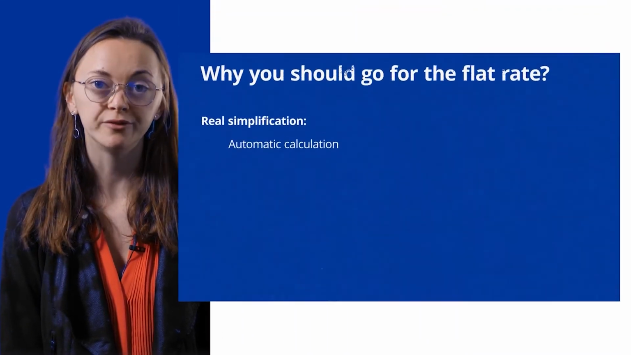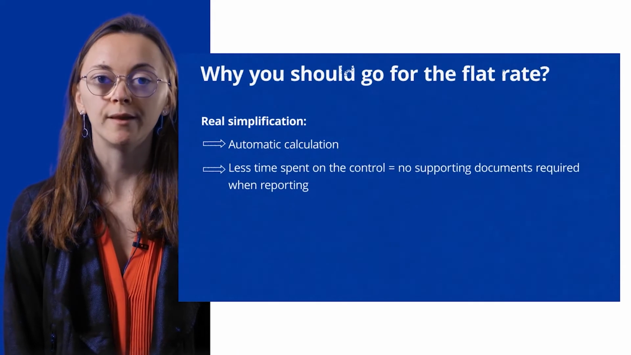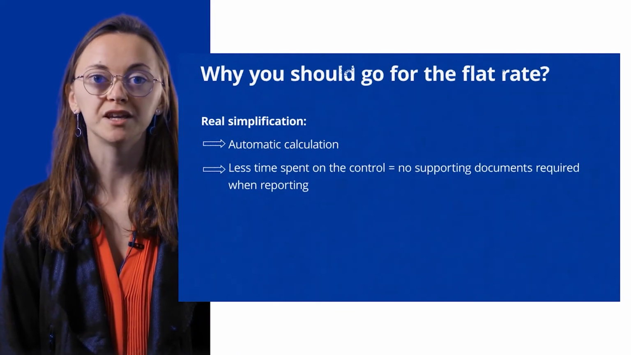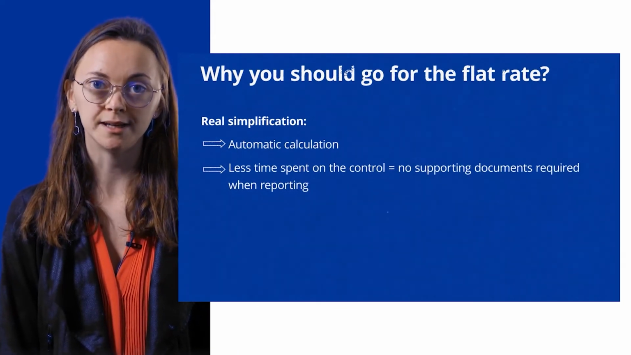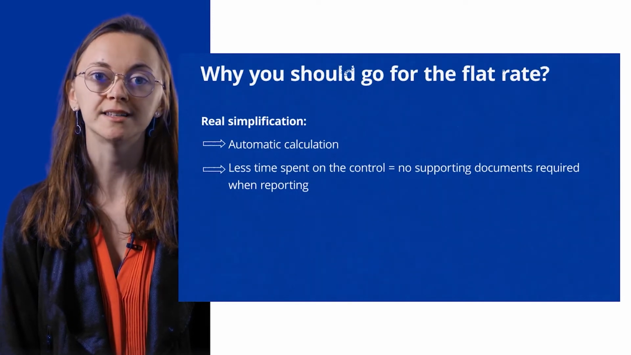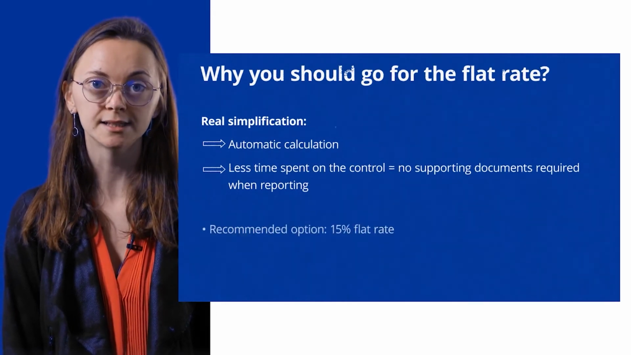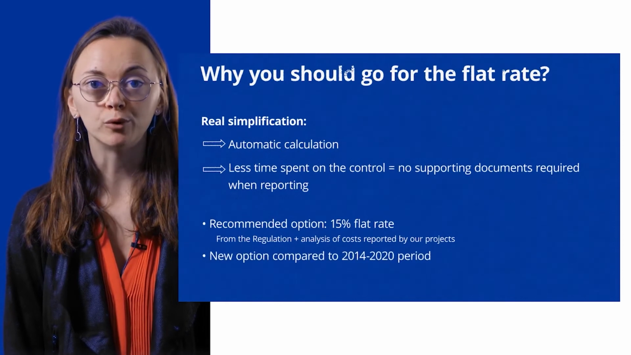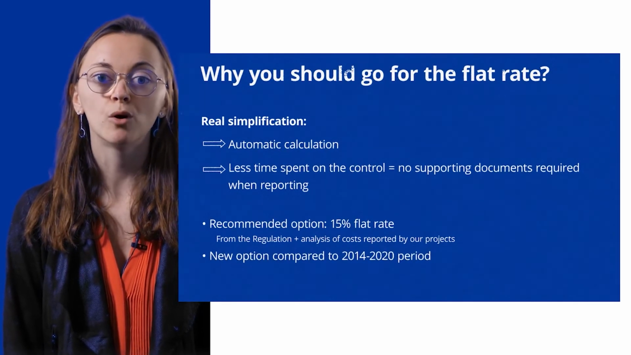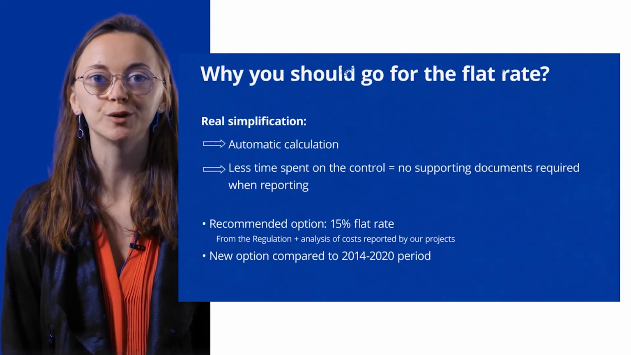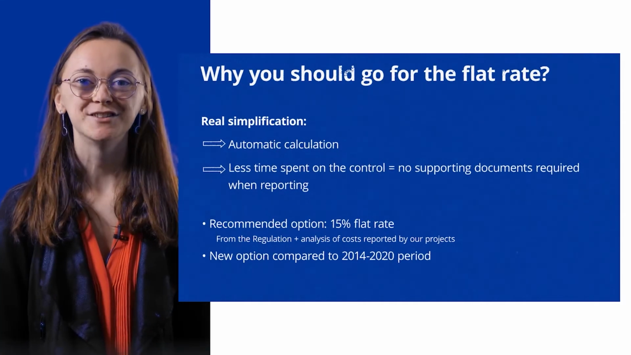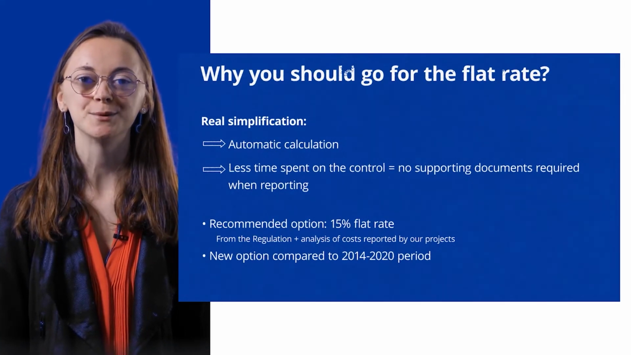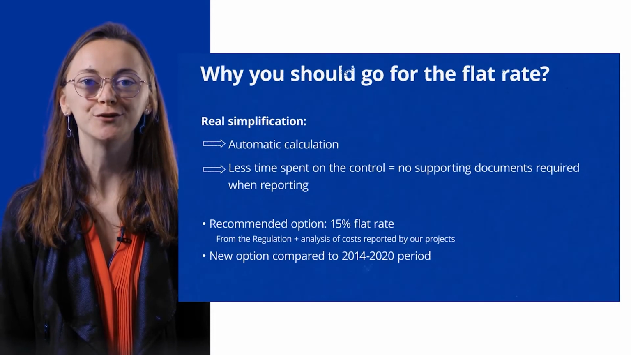Then it is also simpler. This is a real simplification. When you are preparing your application form, you won't have to estimate the travel and accommodation cost, as they will be automatically calculated. And then when reporting, there will also be less time on the control, and no supporting documents will need to be provided. So that's why, with all these advantages, we expect almost all partners to go for the flat rate.